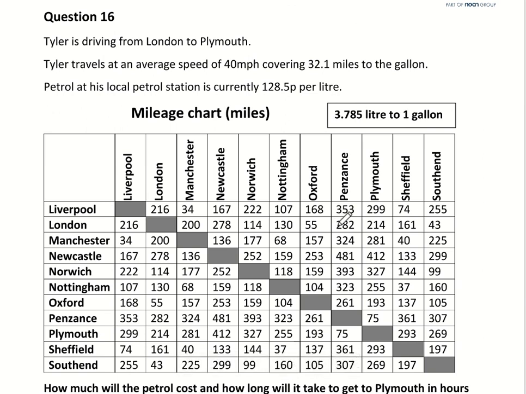Okay, so Tyler is driving from London to Plymouth. So we've got a distance chart here. So London is here, Plymouth is here. Where do they coincide? It's at this point here, 214. We can also do it the other way around. Plymouth to London, it's still 214. So that is 214 miles.